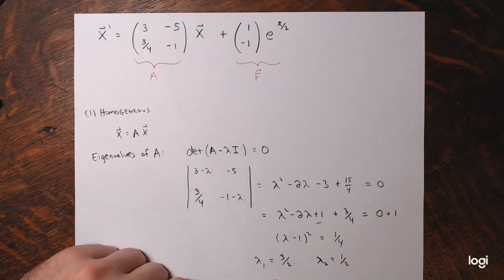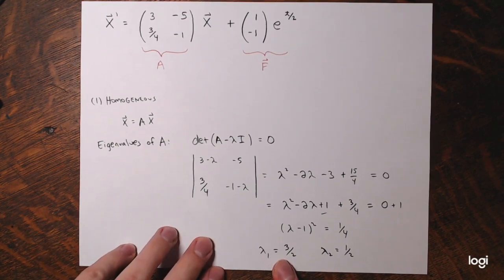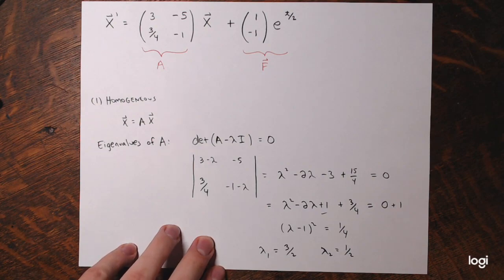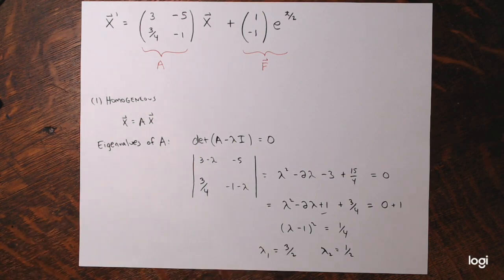All right, so one eigenvalue is lambda 1 equals 3 halves. Another eigenvalue is lambda 2 equals 1 half. So again, I have a case where I have distinct real roots. Just know that that's not always going to be the case. You might have roots with multiplicity of 2, or maybe you'll have even complex conjugate roots, and hopefully you've seen my other videos on those scenarios.